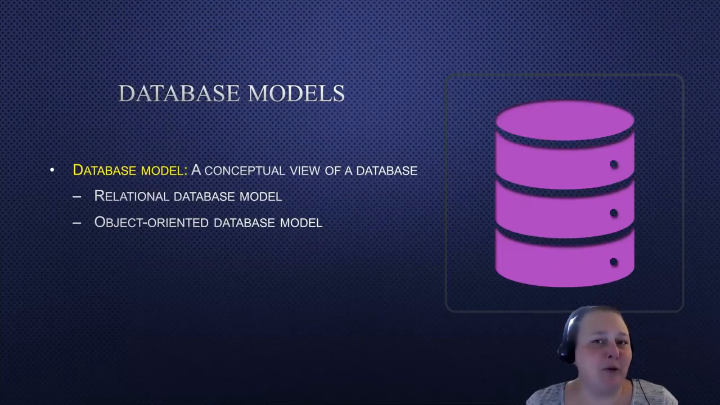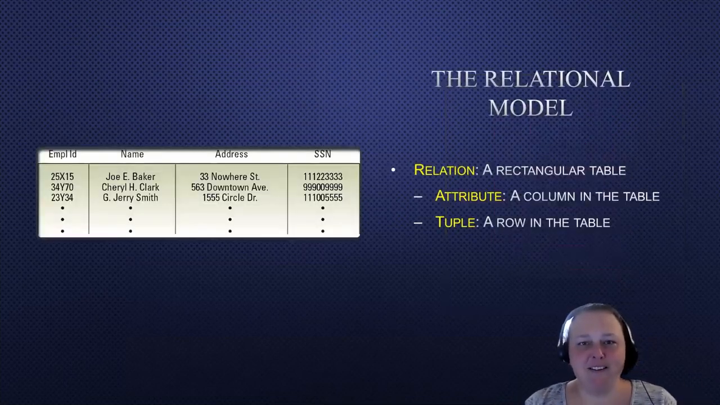There are 2 different ways that we can access a database model. We can have a relational database model and we can have an object-oriented database model. And we're going to look at both of them a little bit closer right now.